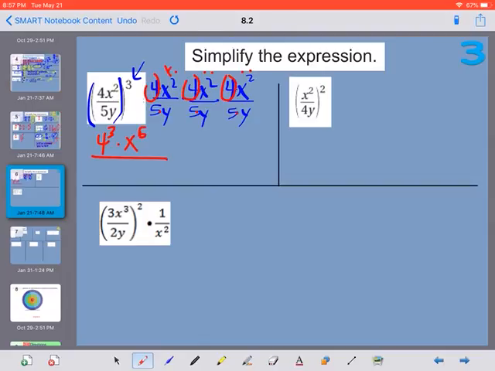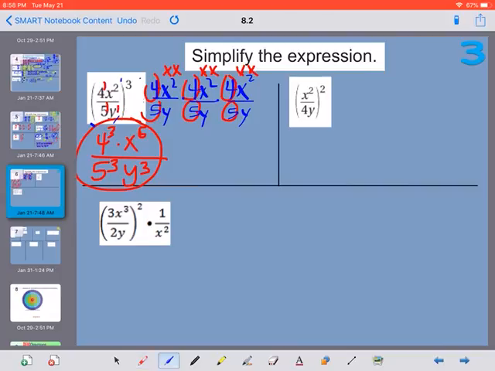If you wanted to write out x times x times x times x times x times x, you could. On the bottom, we have 5 times 5 times 5. There are 3 5's, don't forget that, and 3 y's, y to the power of 3. Now, if you did this the shortcut way, some people are going to forget the 4 and the 5 and only do the x's and the y's.